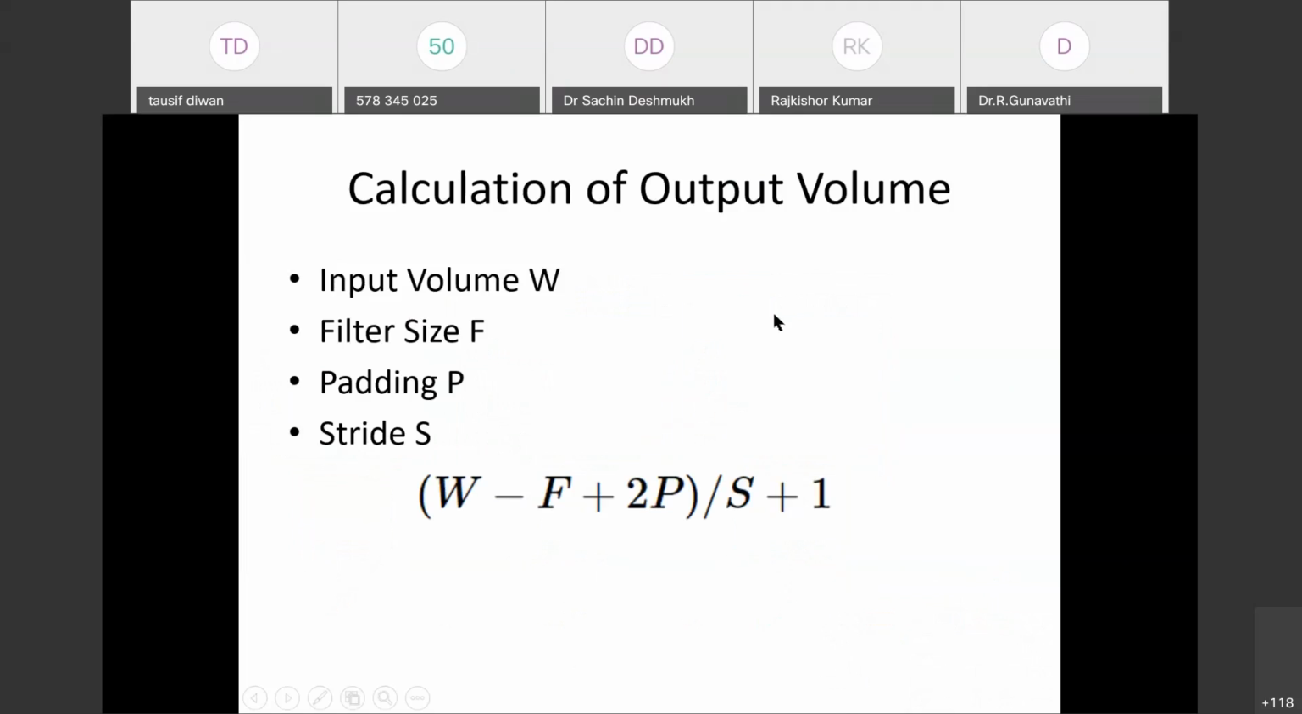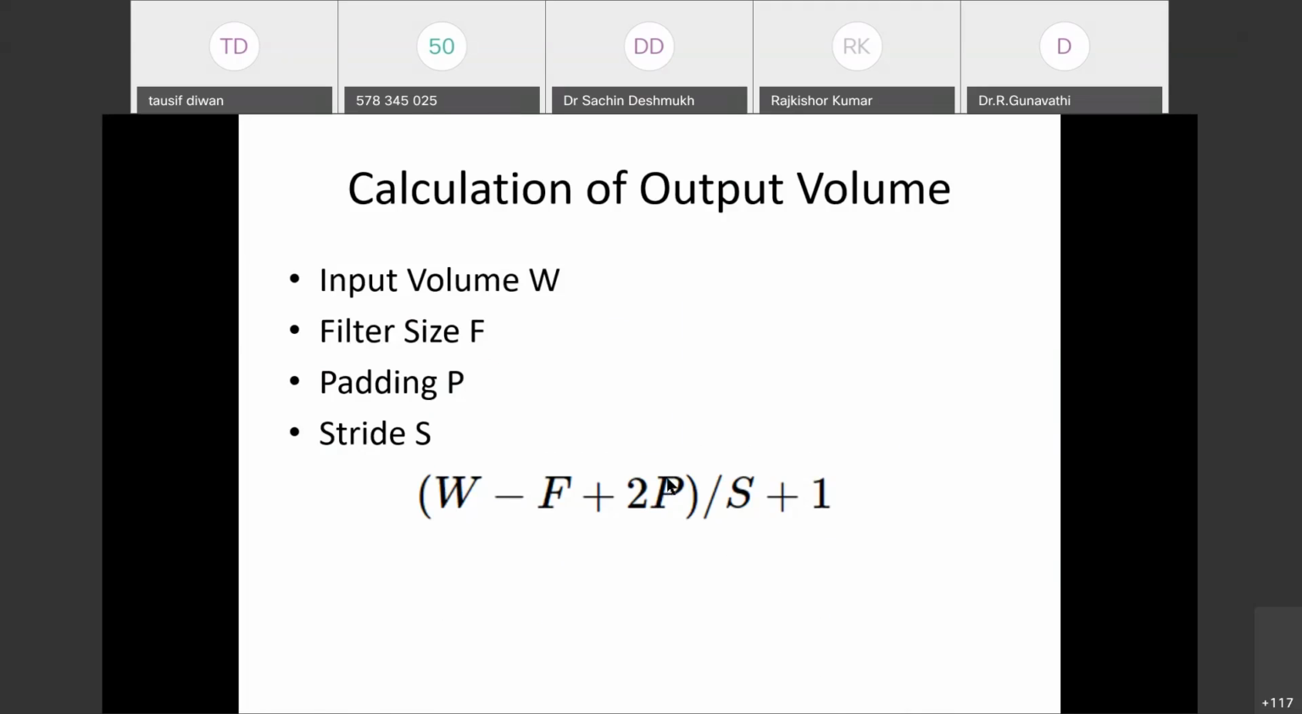Calculation of output volume. Before that, we have seen that the calculation of output volume was the width of the input minus the filter width plus 1, our formula that we designed. But that is not the whole case. Some padding is also there.